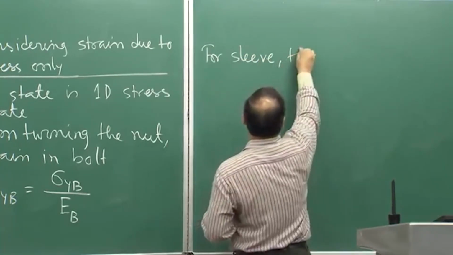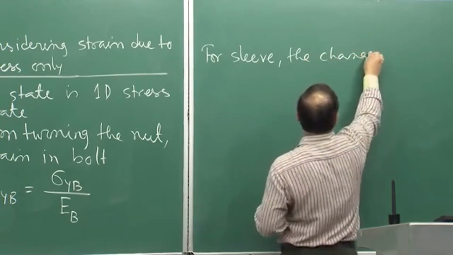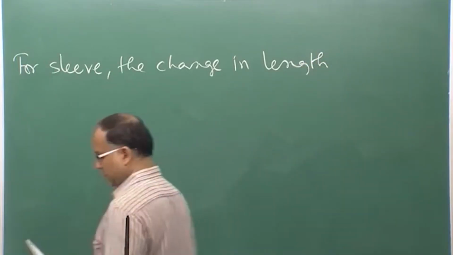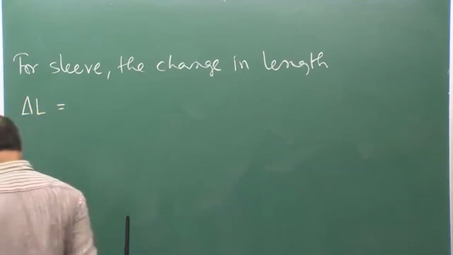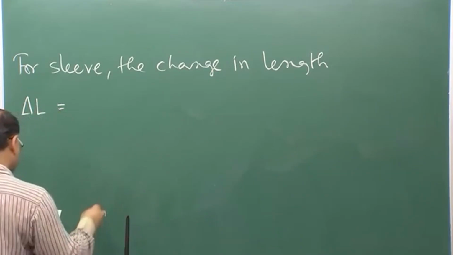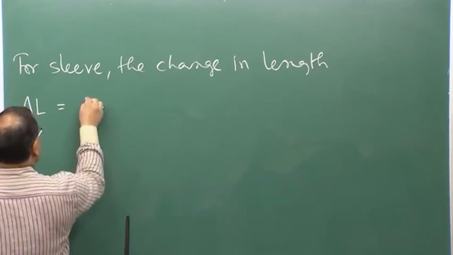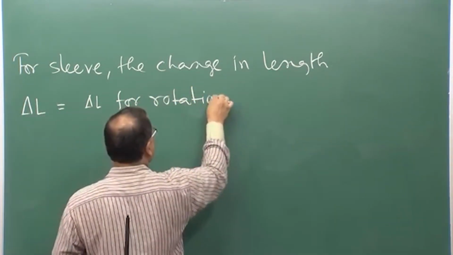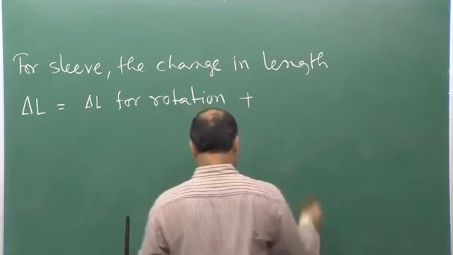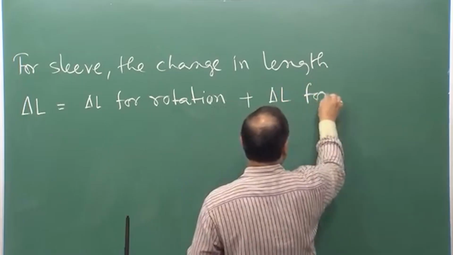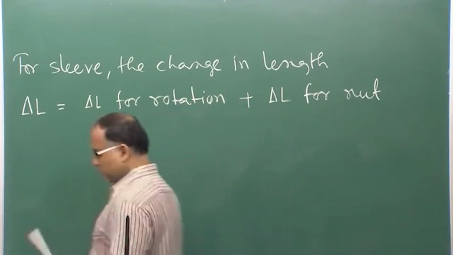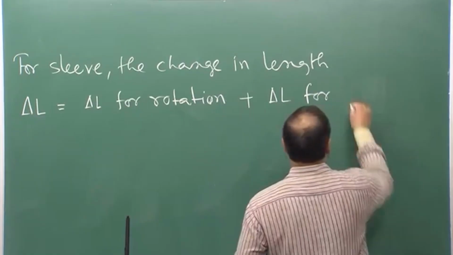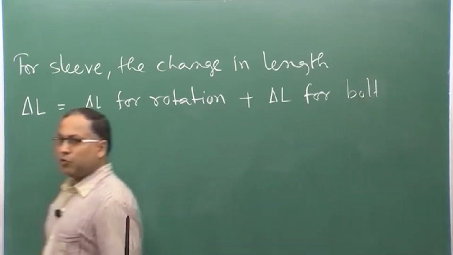For the sleeve, the change in length, say delta L, is equal to delta L for rotation, plus delta L for bolt. Now, what is the meaning?